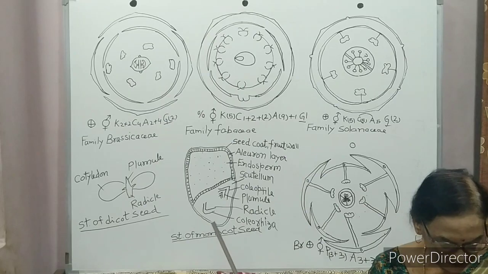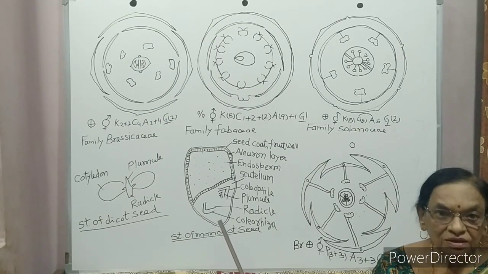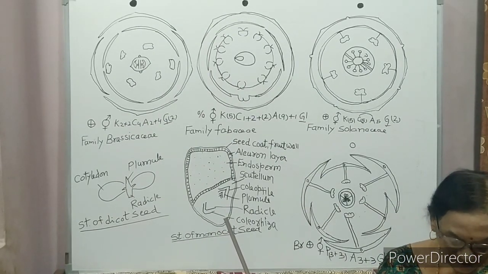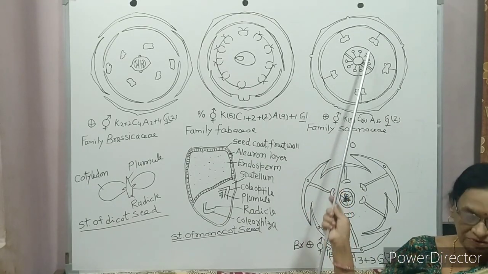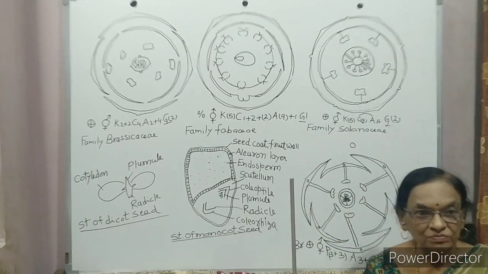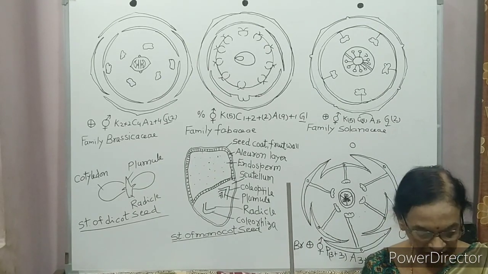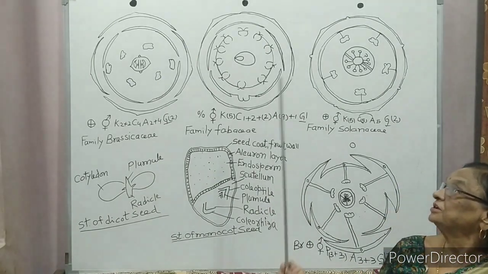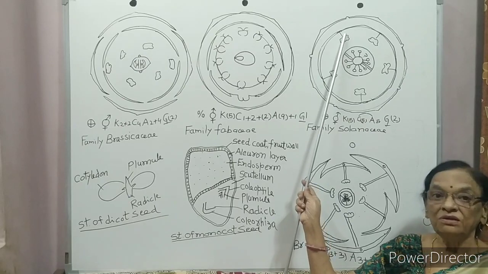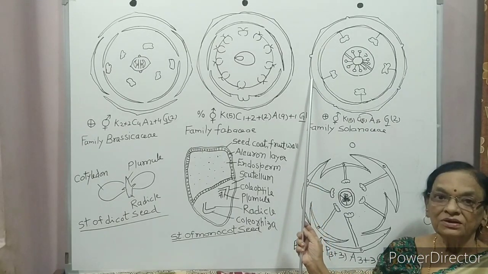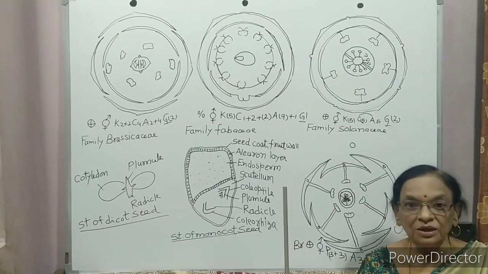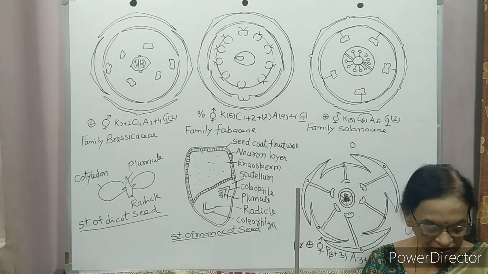Valvate aestivation. Corolla, petal 5, united and valvate aestivation. Androecium, stamen 5, epipetalous, means the androecium develops above the petal. So it is called epipetalous.